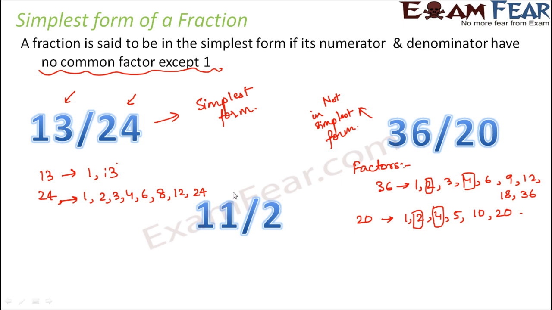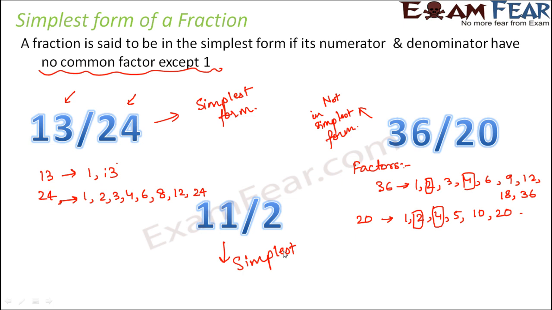Right? Now, let's look at the third one. Shall I leave the third fraction as an exercise to you? And I am sure you will be able to do it. Very quickly try to compare the factors of 11 with the factors of 2 and you would see that there are no common factors except 1. So, this is also in simplest form. In this way, we can decide whether a fraction is in its simplest form or not.